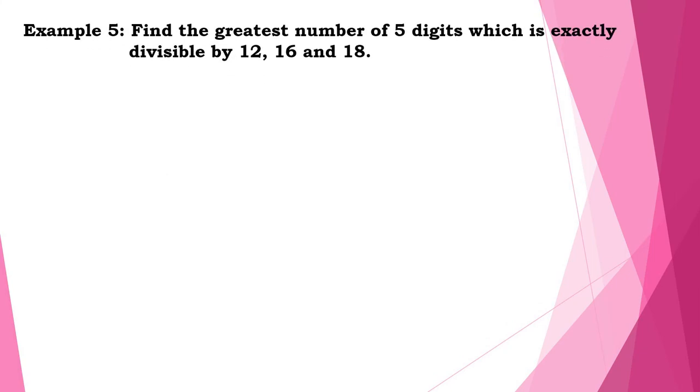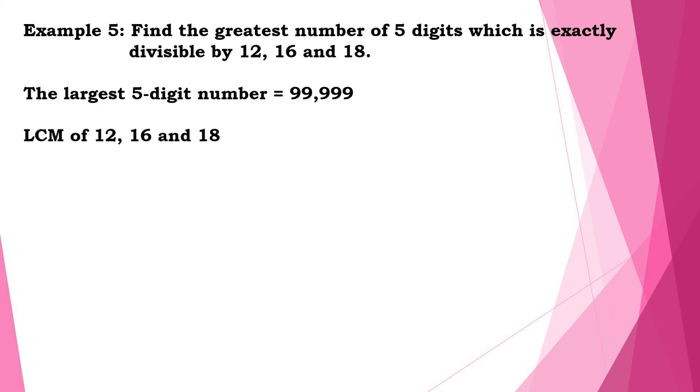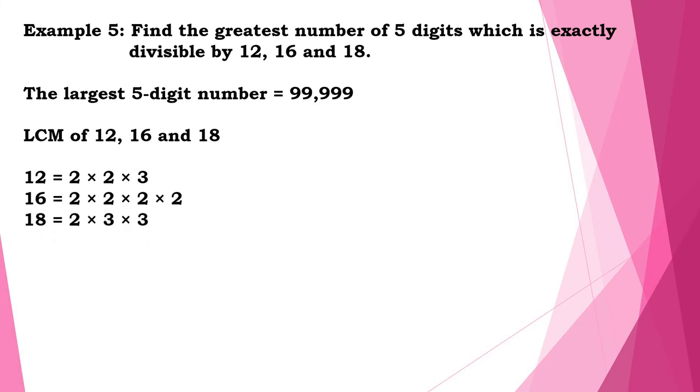Now the last question. Find the greatest number of 5 digits which is exactly divisible by 12, 16 and 18. The largest 5-digit number is 99,999, and we will find the LCM of 12, 16 and 18. 12 is equal to 2 into 2 into 3, 16 is equal to 2 into 2 into 2 into 2, and 18 is equal to 2 into 3 into 3. Here you see that the most number of 2's is 4 and the most number of 3's is 2. So we will take four 2's and two 3's. So it will be 144.